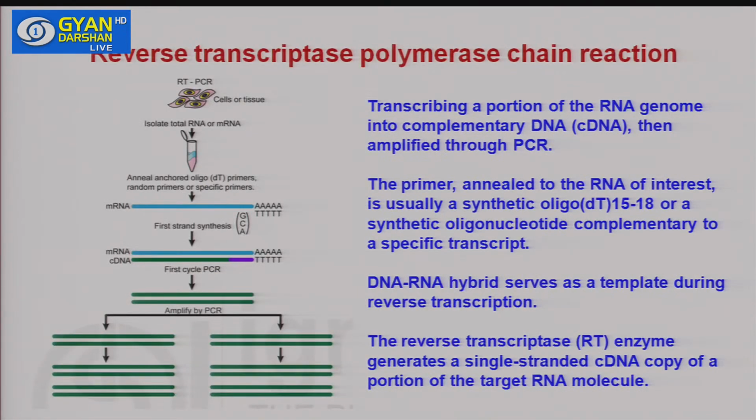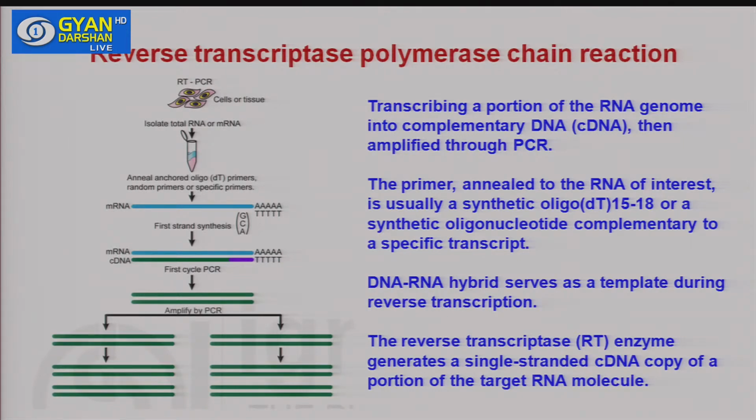Now, reverse transcriptase polymerase chain reaction, or RT-PCR, the technique is basically the same as PCR, but here what you do is you have to isolate the RNA. So the purpose of doing RT-PCR is the same as Northern blotting. That is, you need to monitor the gene expression.